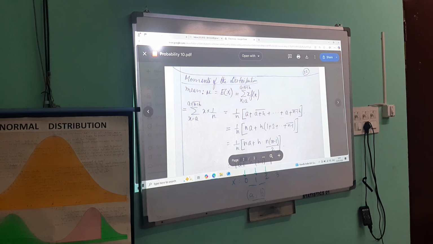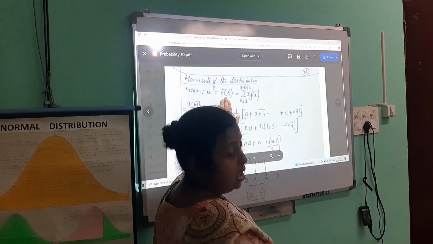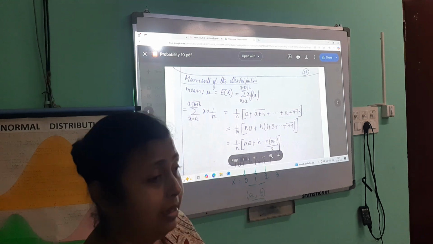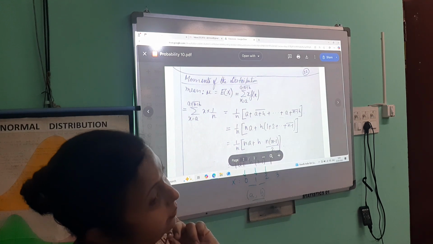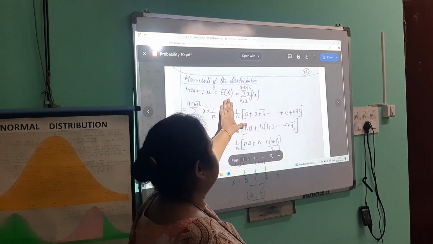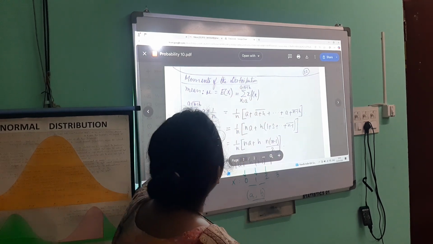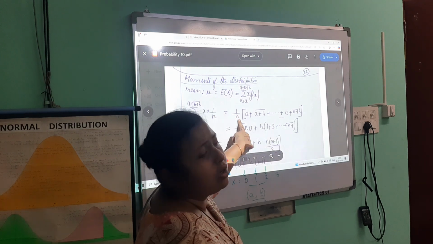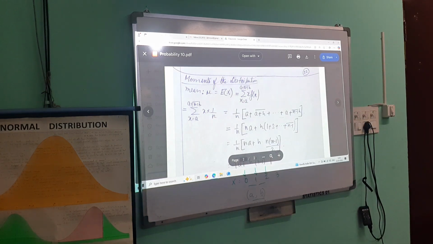So mean is expectation of x. In theory you are going to derive them, and in practical you are going to remember them and do problems on them. Okay? So expectation of x is x into f(x). Here x into f(x) means simply 1 by n, which goes out. Try doing it yourselves, you will see it is very easy. I have just written the answer.